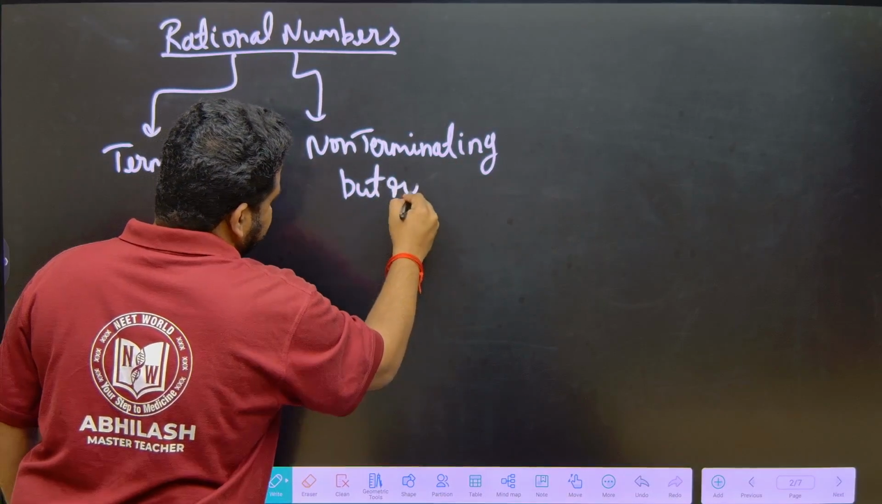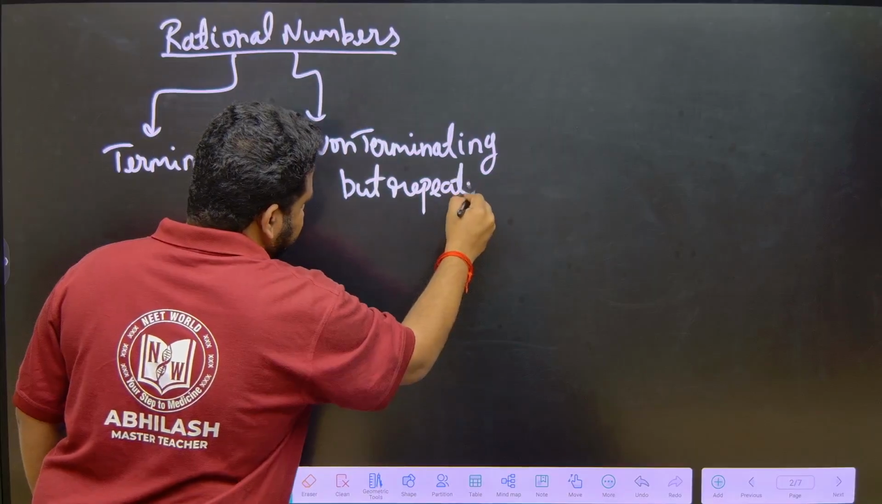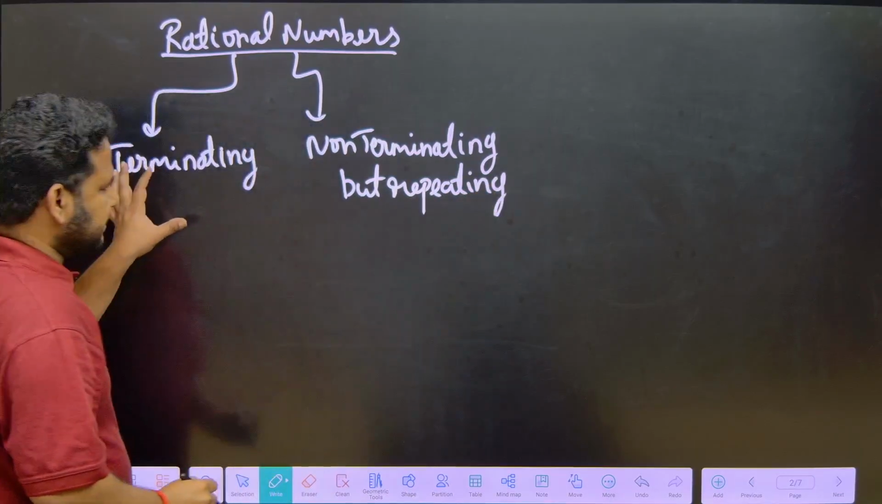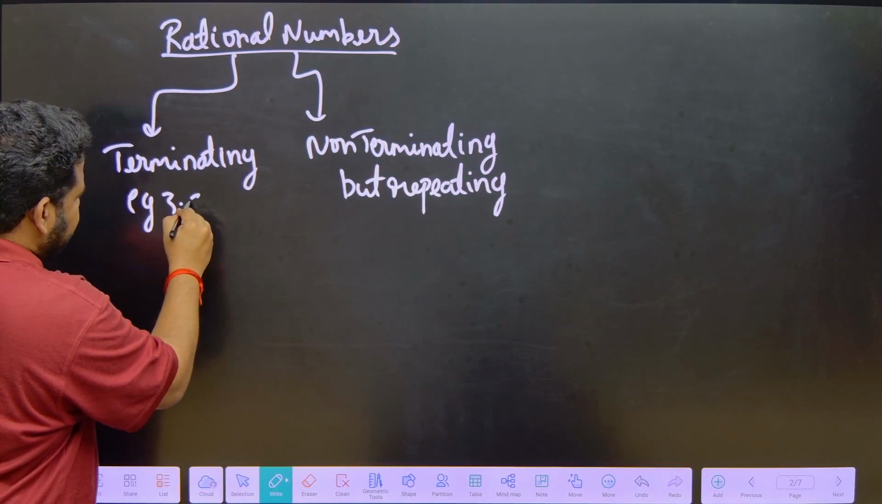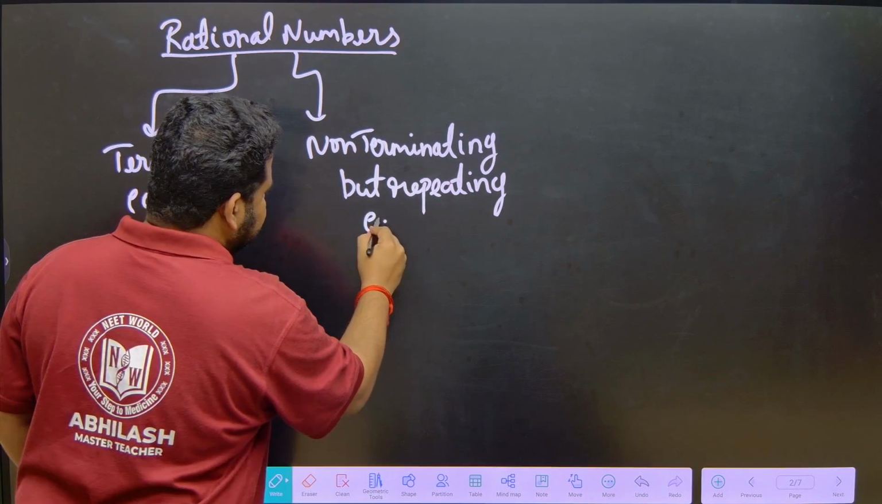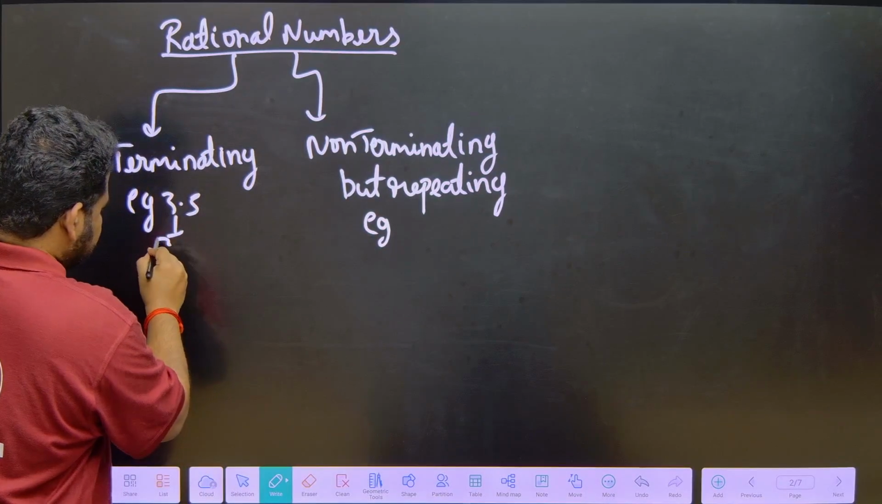Non-terminating but repeating itself. They keep repeating itself. Okay, they are terminating, or non-terminating and repeating itself. Example, I can write it as 3.5. This example, I can write it as 3.5, which is nothing but 7 by 2.